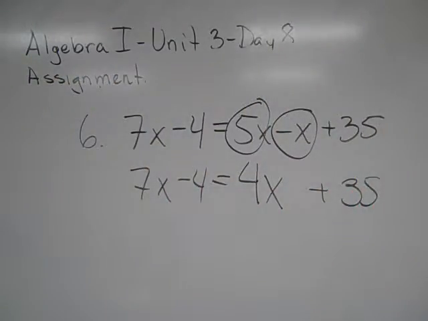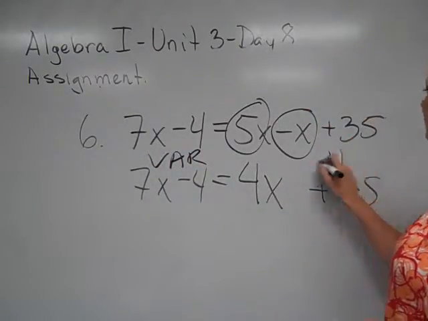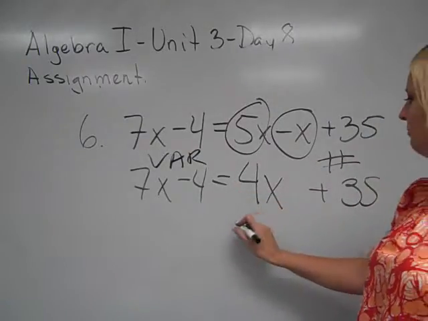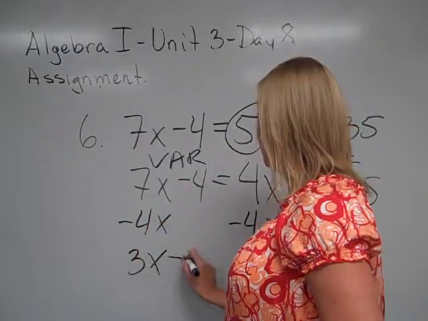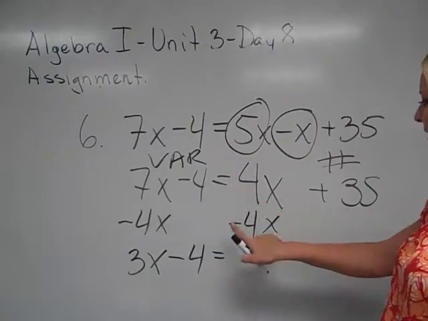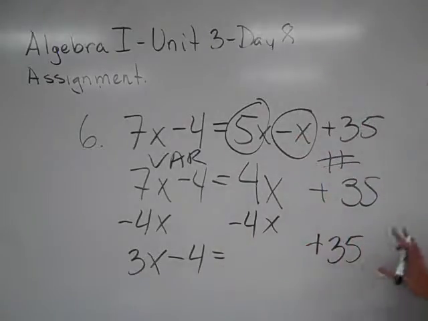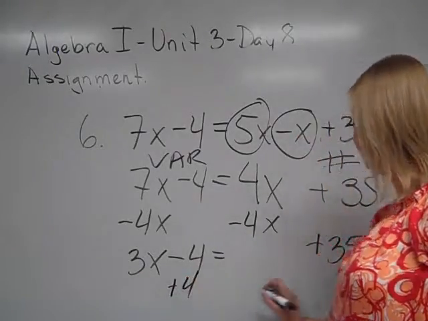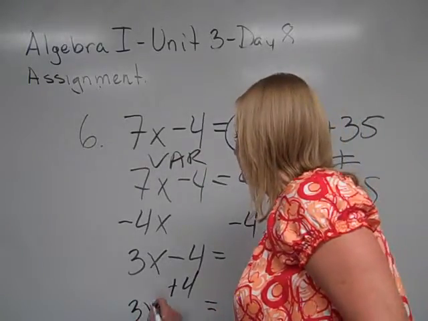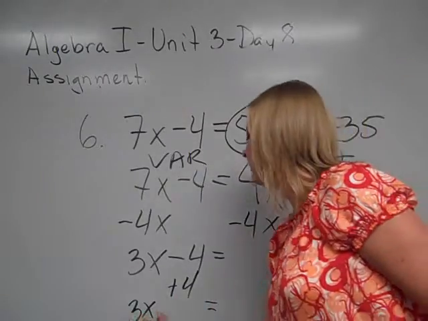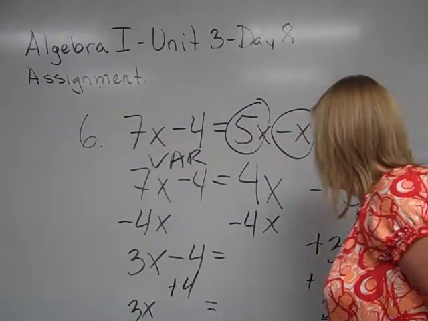Now we choose which side we want our variables. I am going to choose all of the variables on this side and all of the numbers on this side. The opposite of positive 4x is minus 4x. So 3x minus 4 equals positive 4x minus 4x, 0 x's. All the numbers to the other side, so the opposite of minus 4 is plus 4. I want 1x, not 3x's, so I'm going to divide both sides by 3. And then x is equal to 13.